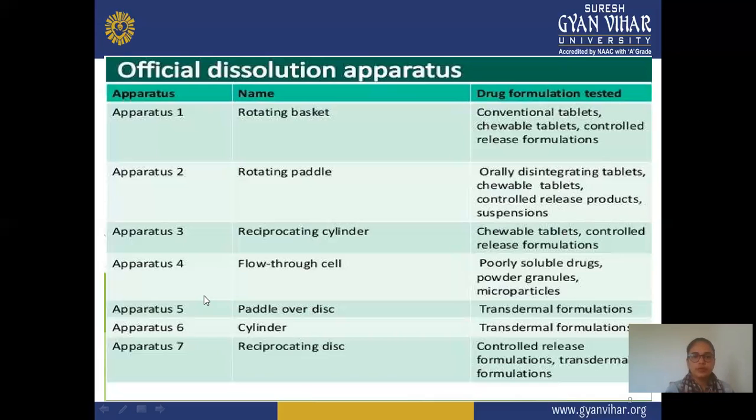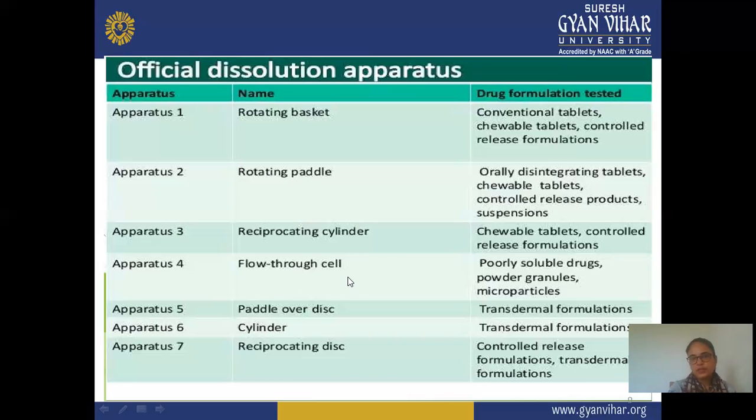Next, the third type of apparatus, that is the reciprocating cylinder. In the reciprocating cylinder, chewable tablets and controlled release formulations are used. This is also similar. So the third type of apparatus is the reciprocating cylinder. And next is type 4.